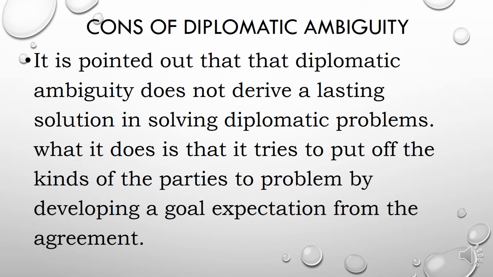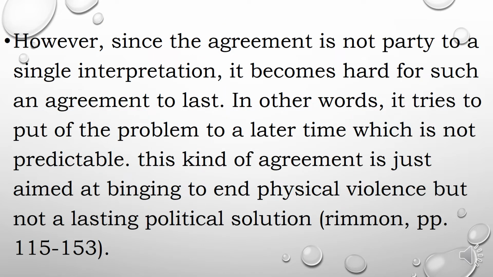Cons of diplomatic ambiguity. It is pointed out that diplomatic ambiguity does not derive a lasting solution in solving diplomatic problems. What it does is try to put off the problem of the parties by developing a goal expectation from the agreement. However, since the agreement is not open to a single interpretation, it becomes hard for such an agreement to last. In other words, it tries to put off the problem to a later time which is not predictable. This kind of agreement is just aimed at binding to end physical violence, not a lasting political solution.